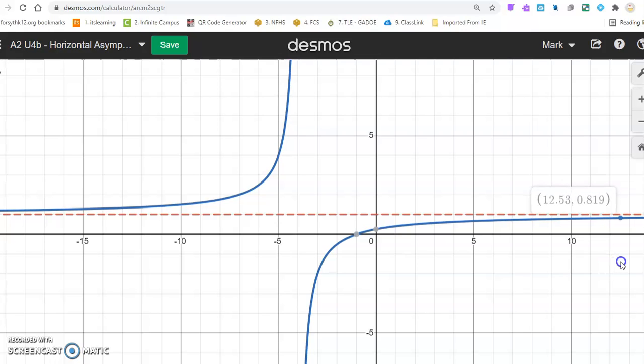Well, what are they doing? They're getting closer and closer and closer to what value of y? 1. And what is so special about 1? It is the horizontal asymptote. So that's what these end behaviors are.